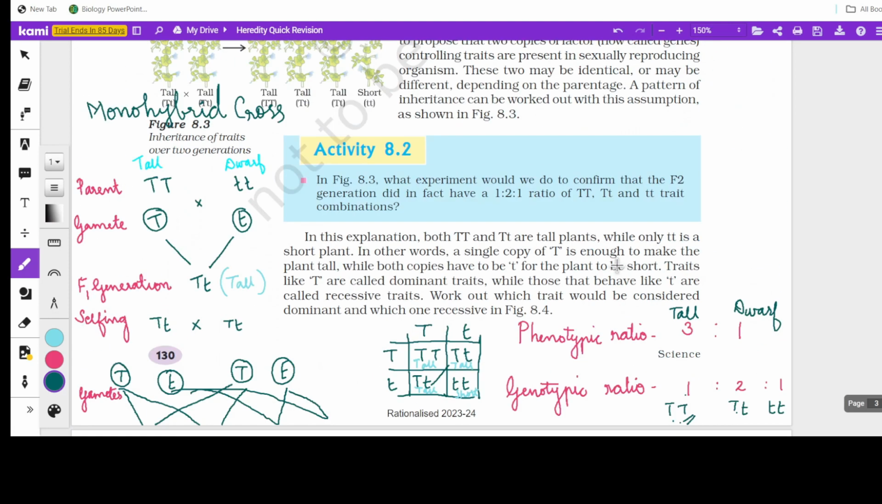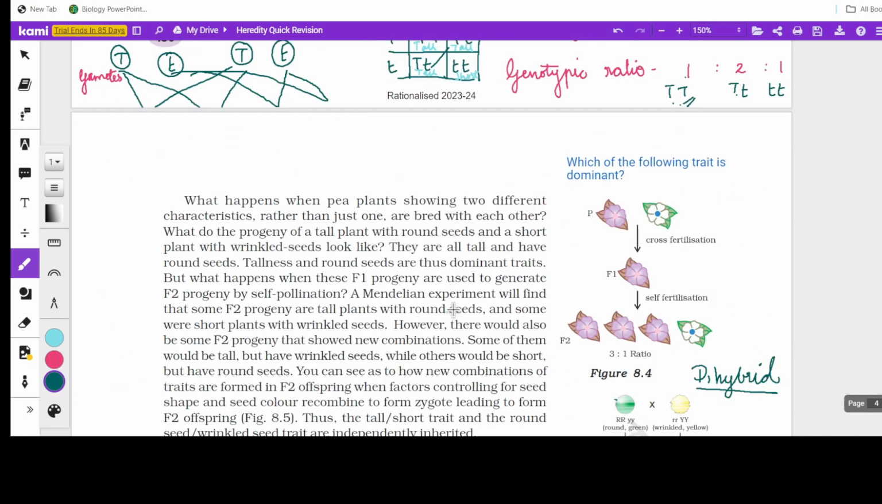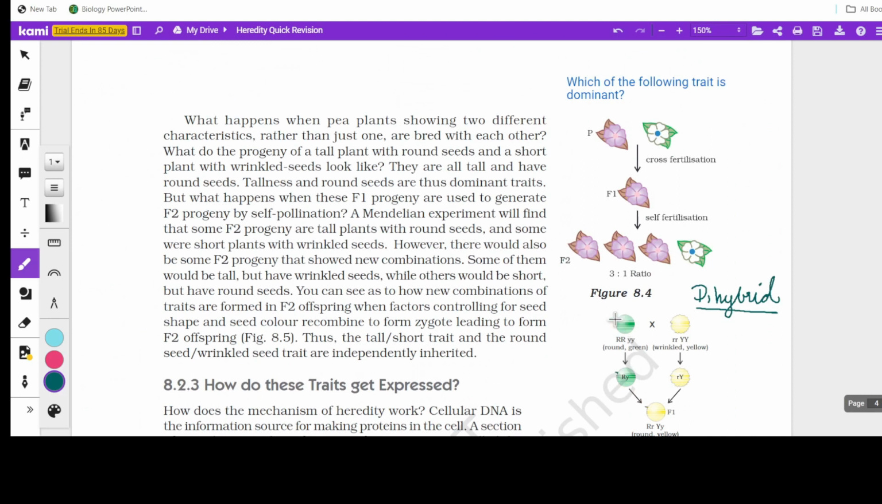So in this text, when we look at the monohybrid cross, we will be able to identify, okay, this is monohybrid and this is dihybrid. But in a question paper, how will you identify whether it is a monohybrid or a dihybrid cross?